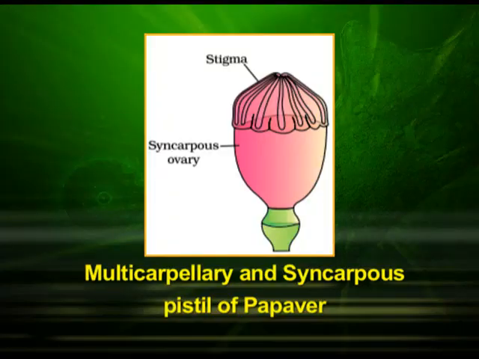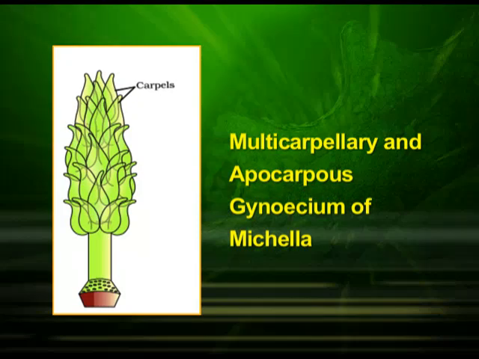When there are more than one carpels, the pistils may be fused together and called syncarpous, as shown in this diagram of the multicarpellary and syncarpous pistil of Papaver. On the other hand, the multicarpellary pistil may be free and called apocarpous, as shown in the diagram of the multicarpellary and apocarpous gynoecium of Michelia plant.